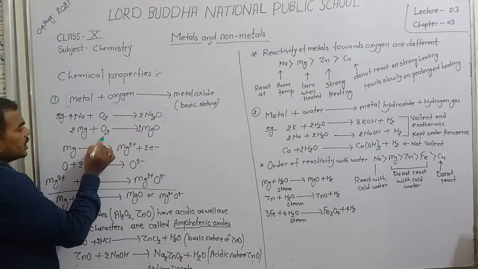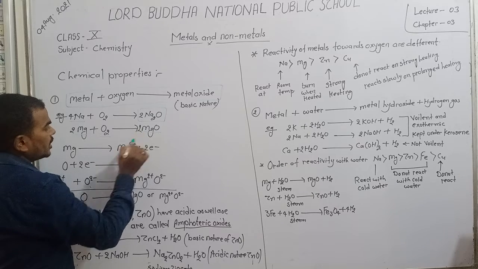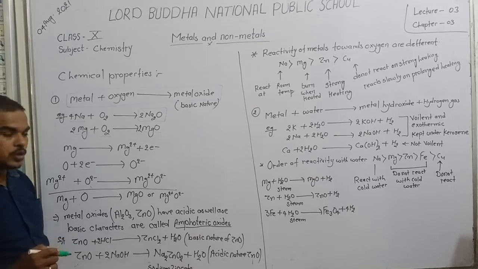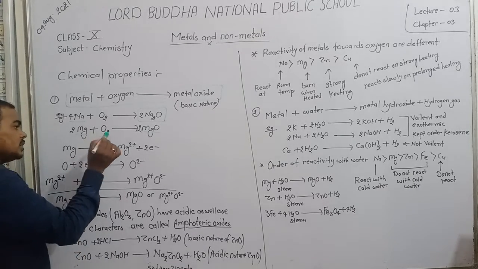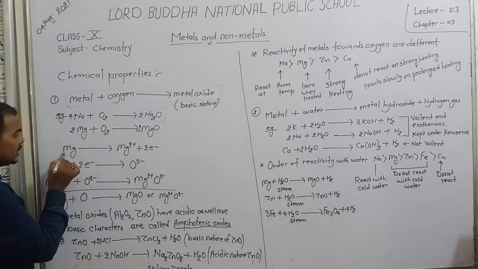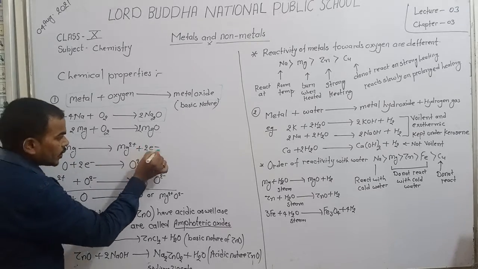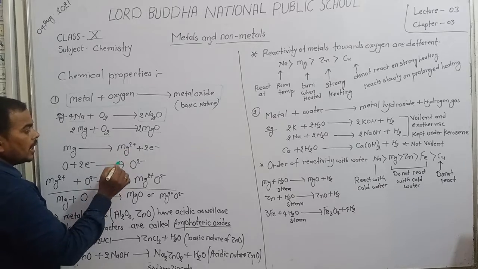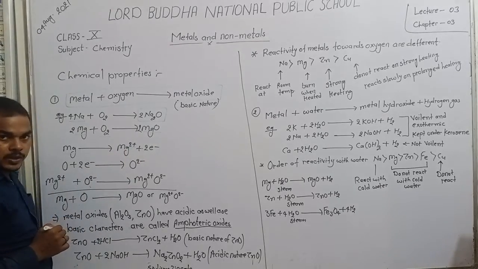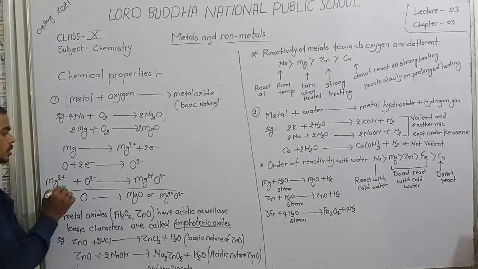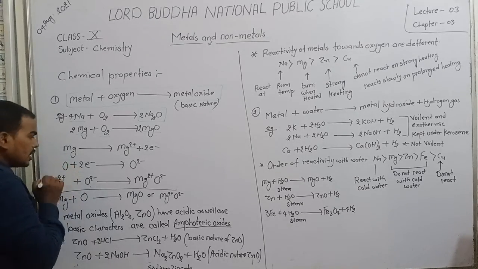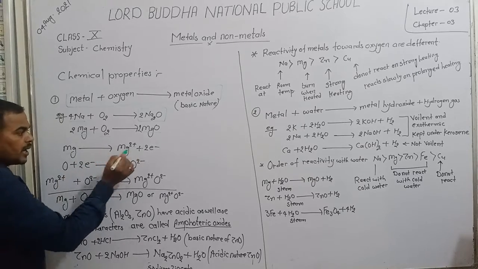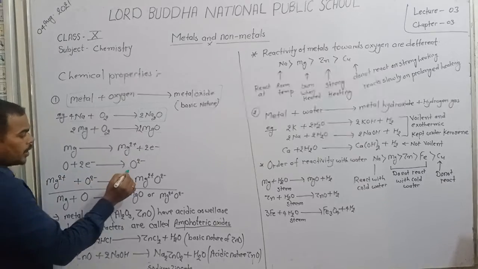Here, magnesium metal reacts with oxygen and forms MgO, that is magnesium oxide. It is basic in nature. Dear student, magnesium oxide is formed when a magnesium metal loses its 2 electrons and acquires a 2 positive charge, and the oxygen atom gains the electrons lost by the magnesium and acquires a 2 negative charge.